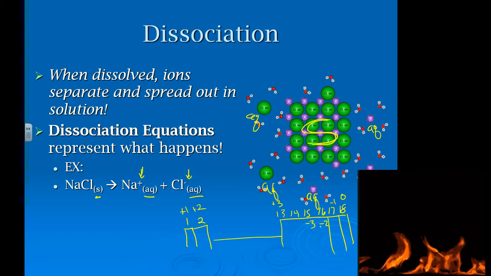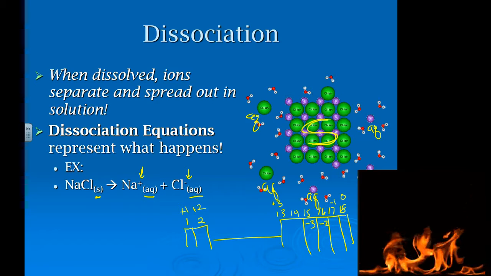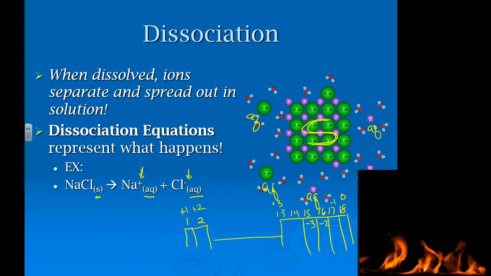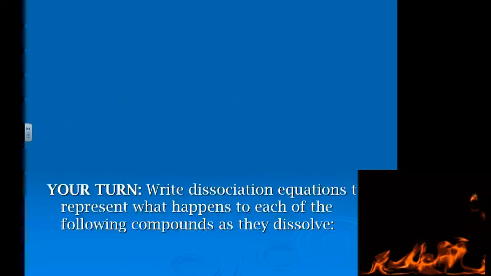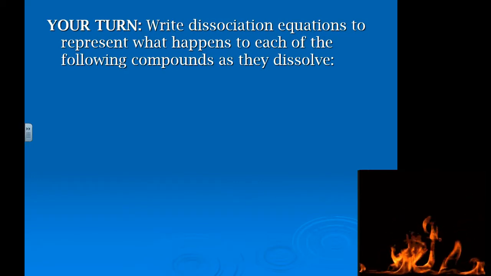Remember those different little things we learned last semester, right? So don't forget that. When you're trying to figure out what these dissociated ions are going to be, what the charge is, you have to go back to what we learned first semester with those. Okay, so your turn. Write dissociation equations to represent what happens to each of the following compounds as they dissolve.